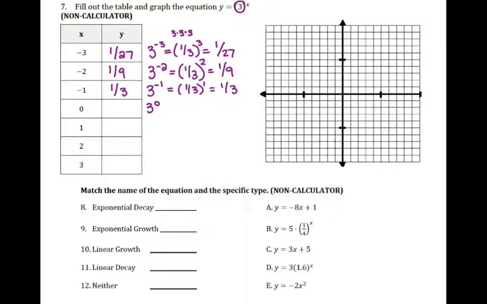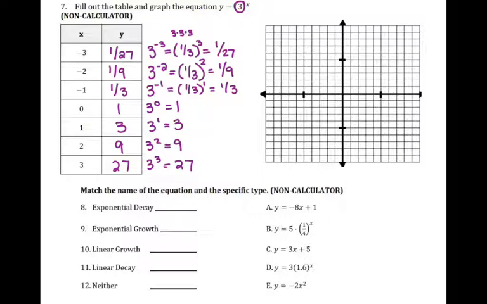3 to the 0 power is automatically 1, because anything raised to the 0 power is 1. 3 to the first is 3. 3 squared is 9. And 3 cubed is 27. All right. Now we can take these points and sketch the graph.